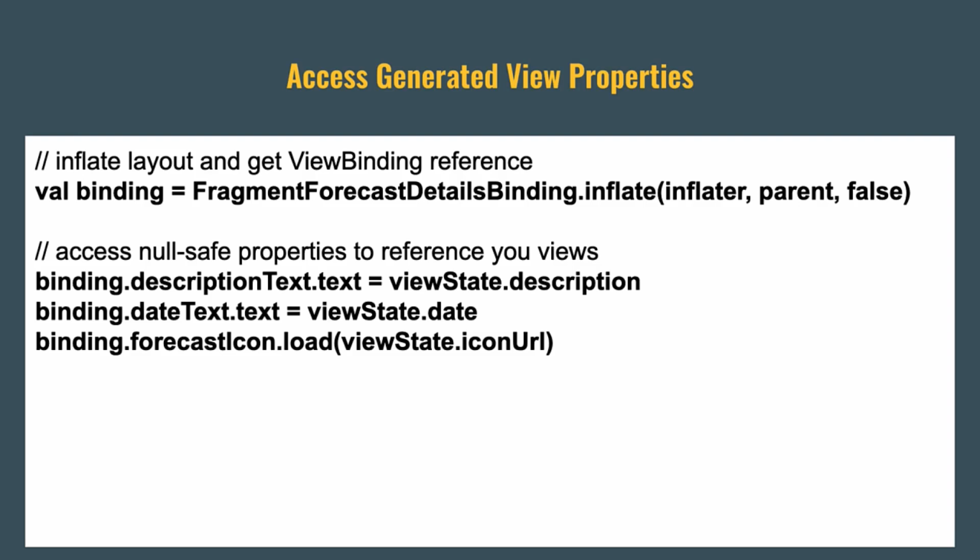Once we have the binding class, this is where the real magic happens. Any view within the layout XML that has an ID property will have a property added to the generated binding class. We can then reference those views using the binding class. So in this case, we call binding.descriptionText to get access to the text view in our fragment layout with the ID of description text. And similarly for date text or for the forecast icon.